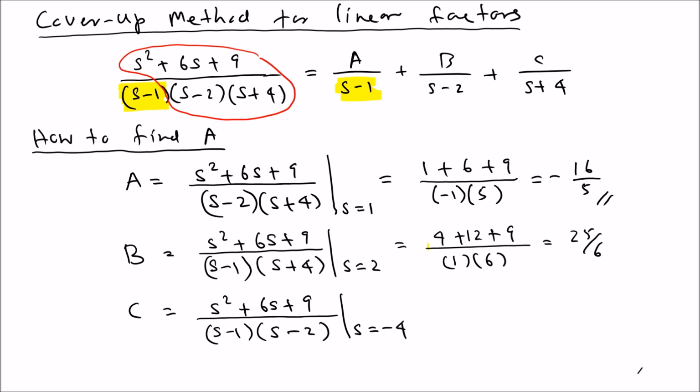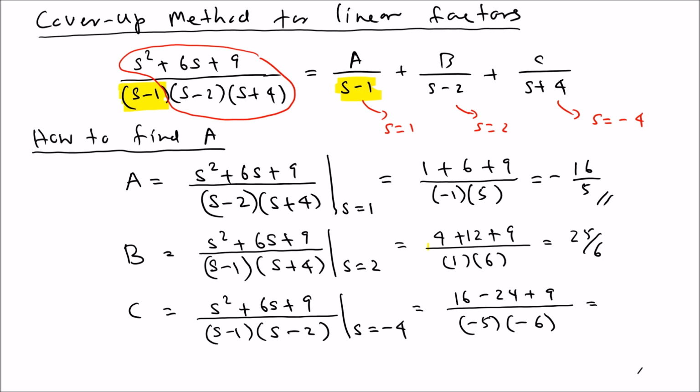S equal negative 4. Okay, so this says that s equal 1. For that we use s equal 2. For that we use s equal negative 4. So if you do that, then you're going to see, so negative 4 squared is 16, negative 24 plus 9 over, you substitute negative 4, so you're going to get negative 5 times negative 6. And in the top, you can see this is 25, so it's a 1 over 30.